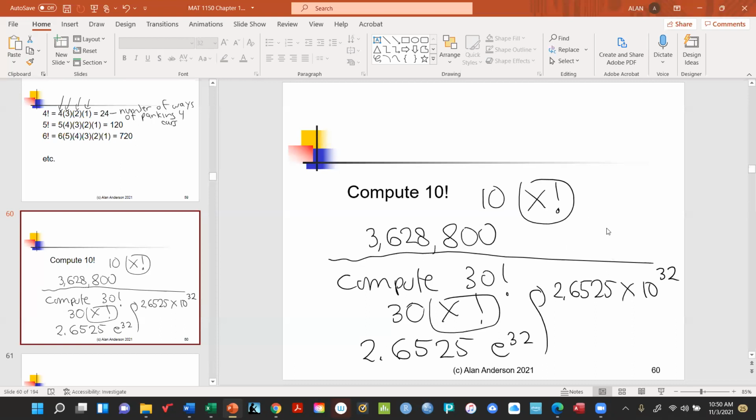Now, if you want to push your luck, let's try 30 factorial and look how big that number gets. In fact, it's so big that when you see it, you might say something went wrong with my calculator. But that E32 means this number is being multiplied by 10 to the 32nd power. Oh my God, that's a big number. That's probably the number of atoms in the entire universe. It's enormous.